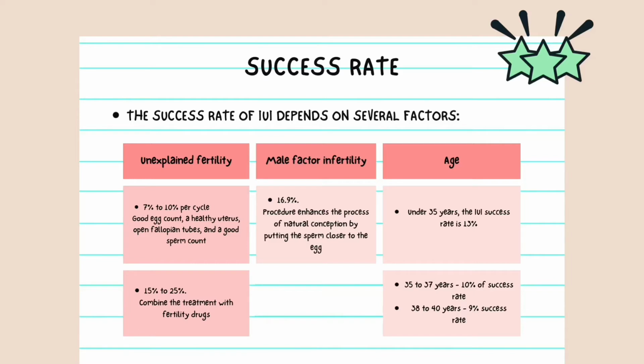Firstly, unexplained infertility is recorded at 7% to 10% per cycle. But when the treatment is combined with fertility drugs, the success rate can increase from 15% to 25%. Besides, male factor infertility such as sperm disorders recorded a percentage of 16.9%. In terms of age, under 35 years, the IUI success rate is 13%. In the age range of 35 to 37 years, the success rate is 10%. Lastly, for patients aged 38 to 40 years, the success rate for this treatment is 9%.